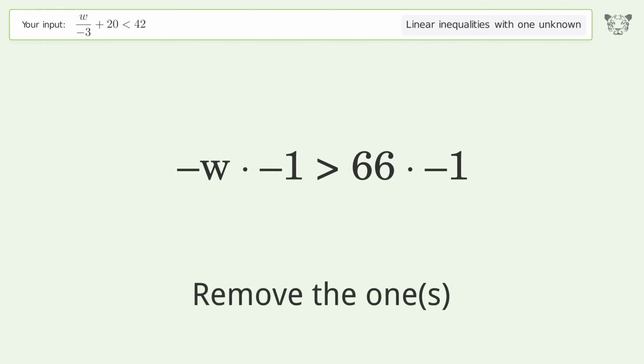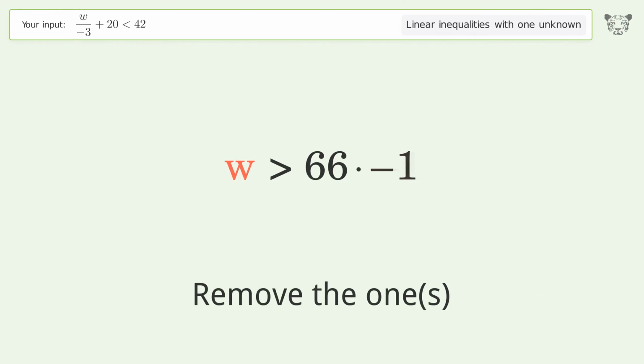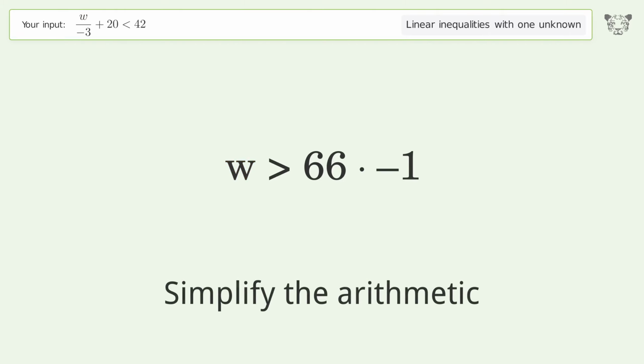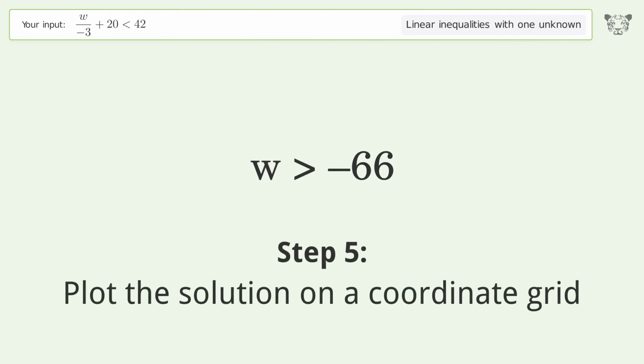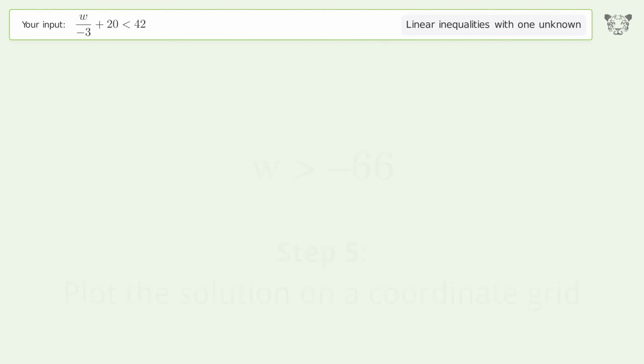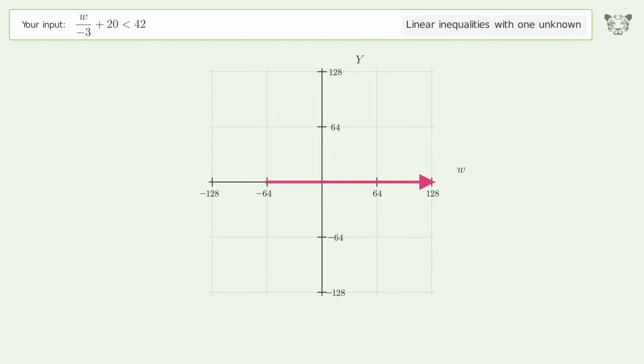Remove the ones. Simplify the arithmetic. Plot the solution on a coordinate grid. And so the final result is w greater than -66.